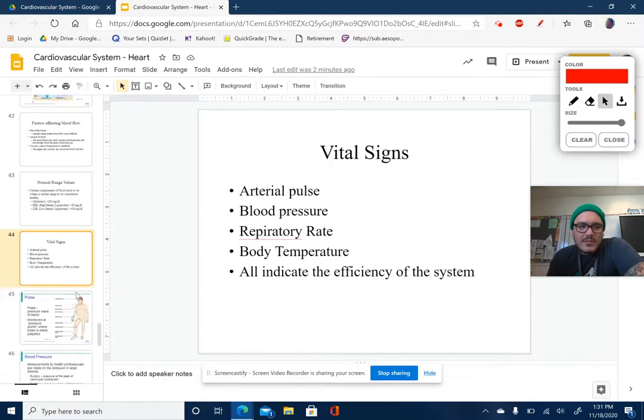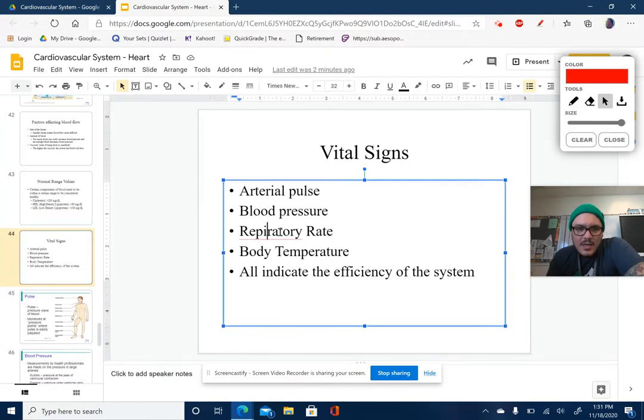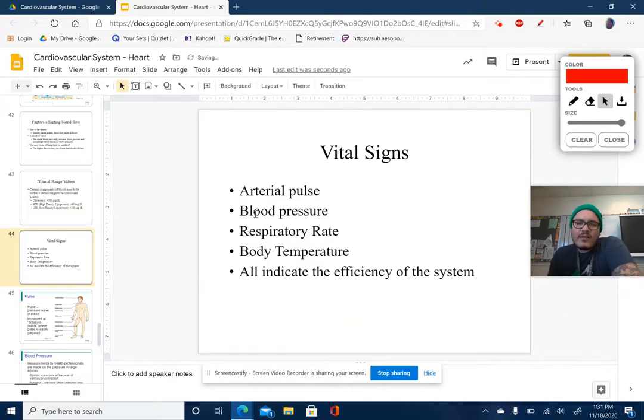Vital signs. Regarding our vital signs, there are a number of vital signs that are done anytime you go to a doctor's office. Arterial pulse, blood pressure, respiratory rate, body temperature. 3 of those are really common. Respiratory rate is not normally done when you're going to like a regular checkup or like a physical, for instance. However, if you have a respiratory condition like asthma, they may check your respiratory rate to make sure everything's good. The rest of these are very common.